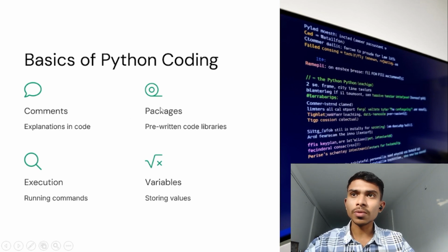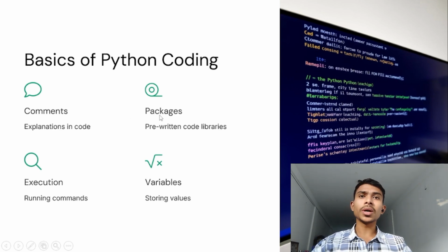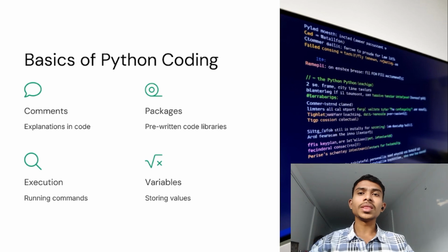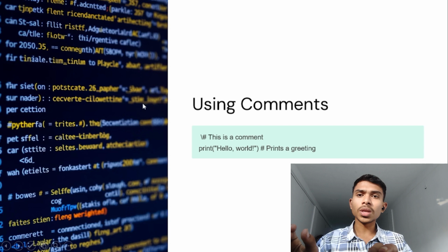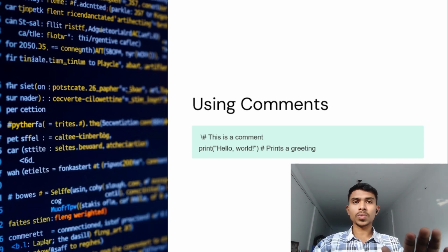So the first concept we will discuss is comments. Comments in Python are pieces of text that the interpreter ignores. They are incredibly useful for adding explanations to your code. For example, this is a comment. After the hash symbol, anything is not executed. Anything after the hash sign is considered a comment.